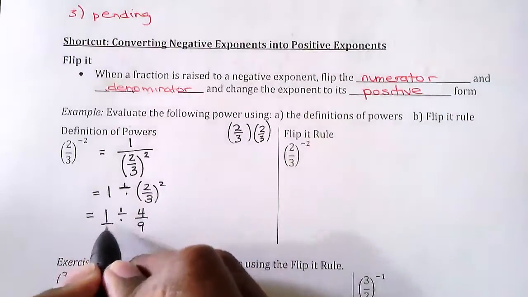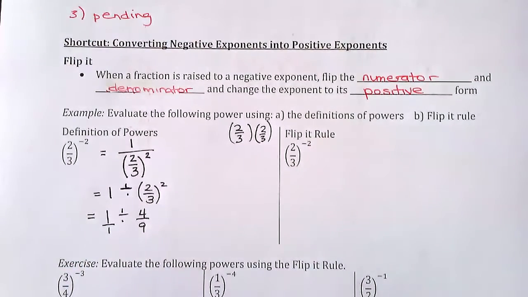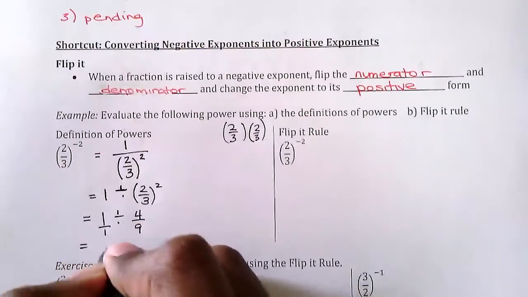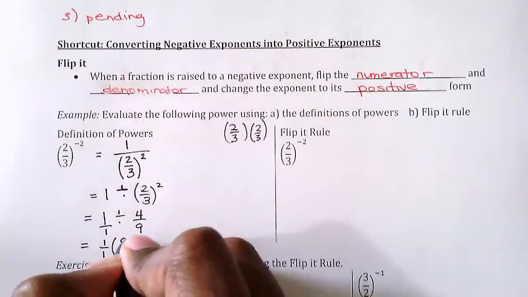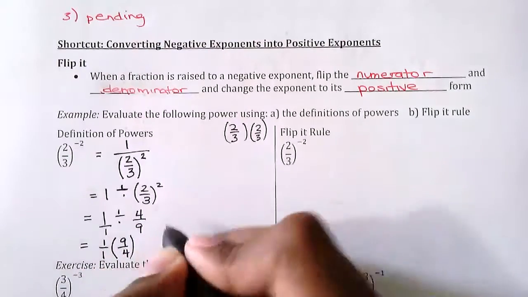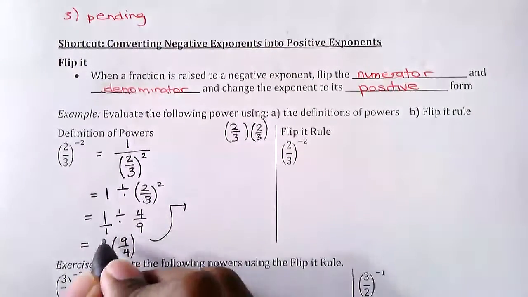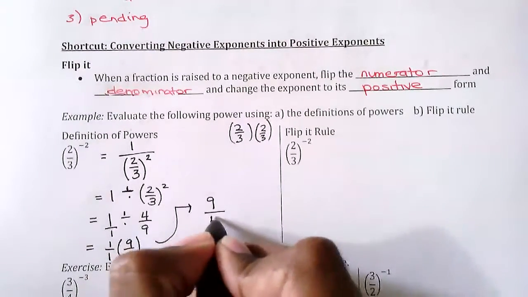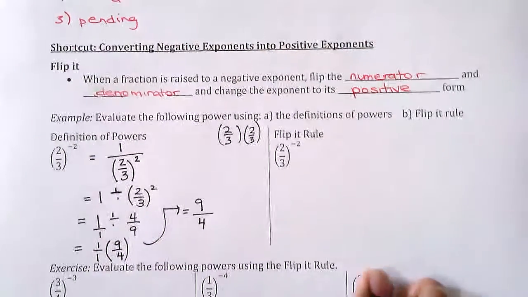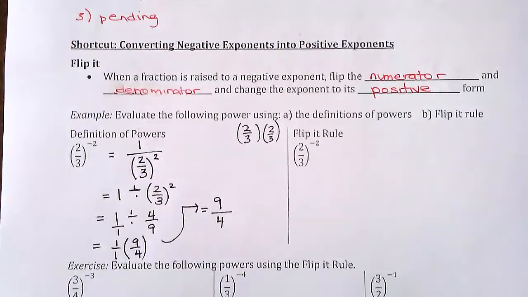Here I have 2 fractions that are being divided by each other, so I'm going to rewrite it as a multiplication question where I take the reciprocal of the second fraction, and now I can multiply it out. 1 times 9 is 9, and 1 times 4 is 4. So using the definition of powers, I can easily solve this. That's fine. We can use the flip it rule, which makes our lives so much easier.